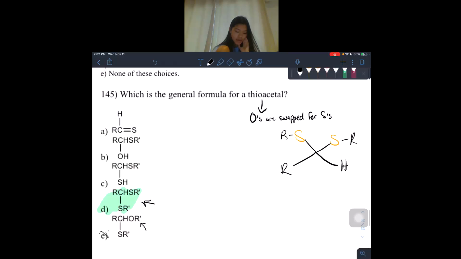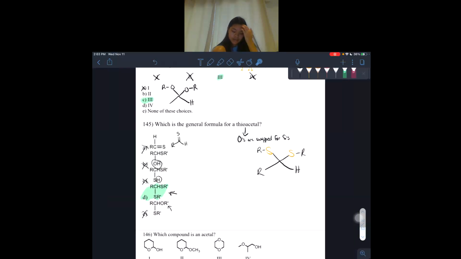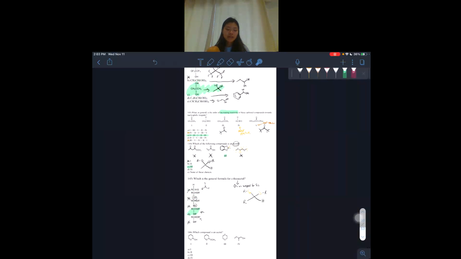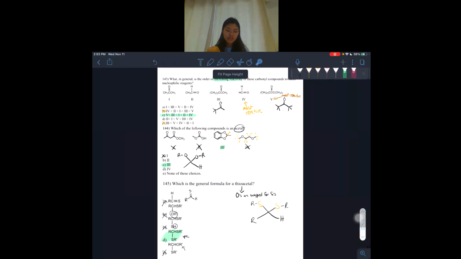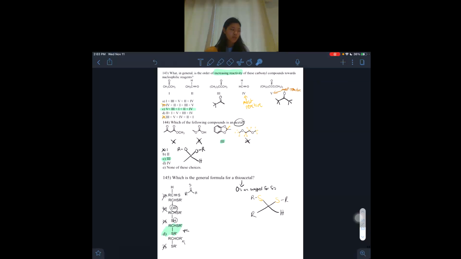This guy still has an OR, so we know that's not it. This guy here has an SH, which doesn't make sense. This one still has an OH, so that's not it. And then this guy here is simply, for some reason, this, which is not what we do when we're forming an acetal. So this is what a thioacetal looks like. I'm going to go ahead, zoom out, give you a chance to screenshot this, and then we will move on to, I think, our last page.